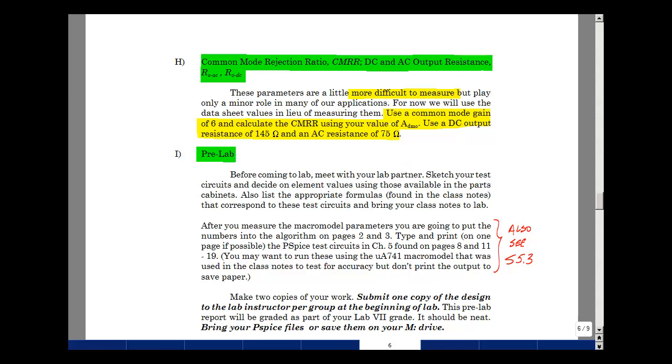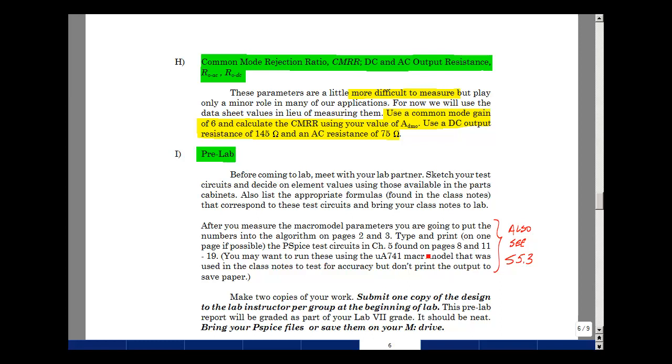We'd like you to do a pre-lab, so before you come to lab, meet with your lab partner, sketch your test circuits, and decide on element values using the available parts in the parts cabinet. Also list the appropriate formulas found in the class notes that correspond to these test circuits and bring them to lab with you. Now, after you measure the macro model parameters, you're going to put the numbers into the algorithm on pages 2 and 3 of this lab.